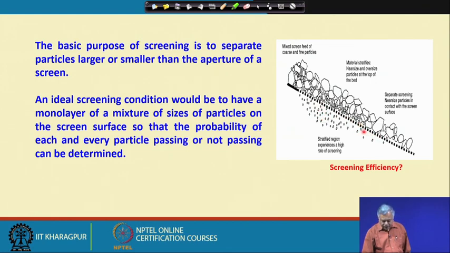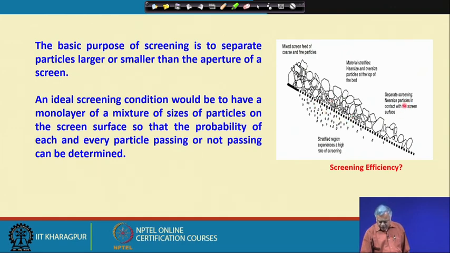And then here you have extended the length to tackle the near size particles. That means, if you have any near size particles, you are giving them more opportunity to decide whether they will pass or be retained. So, this one we call the stratified region, which experiences a high rate of screening. This is a stratified layer.